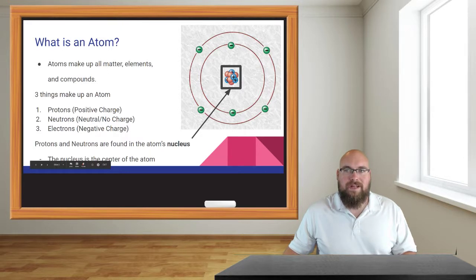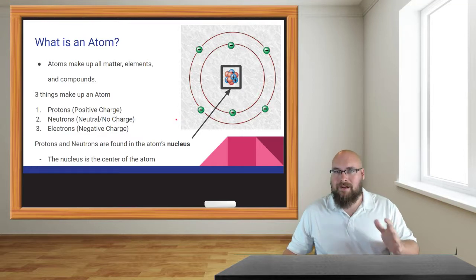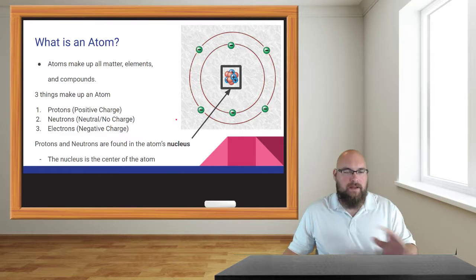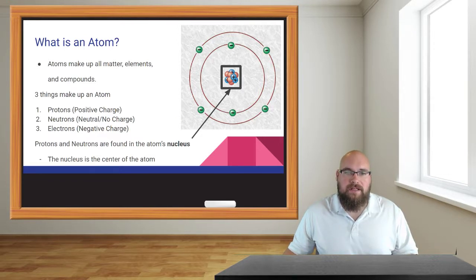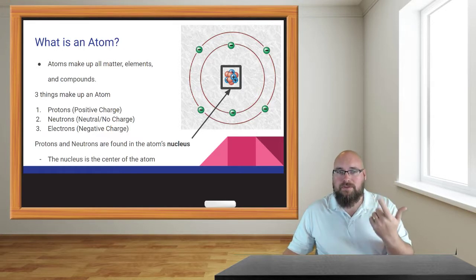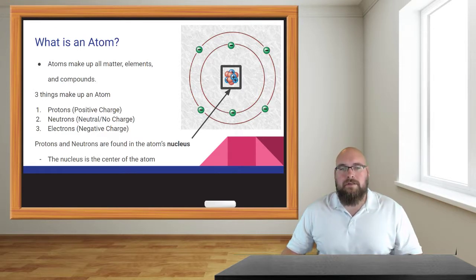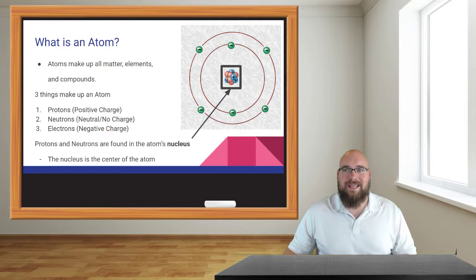So let's start with what is an atom. Right over here is a representation of the parts of an atom. Atoms make up all matter, elements, and compounds. Everything that is made of matter is made up of atoms. Three things that make up atoms are the protons, which are positively charged, neutrons, which have no charge or are neutral, and electrons, which are negatively charged. Protons and neutrons are found in the nucleus, the center of the atom, right in here.